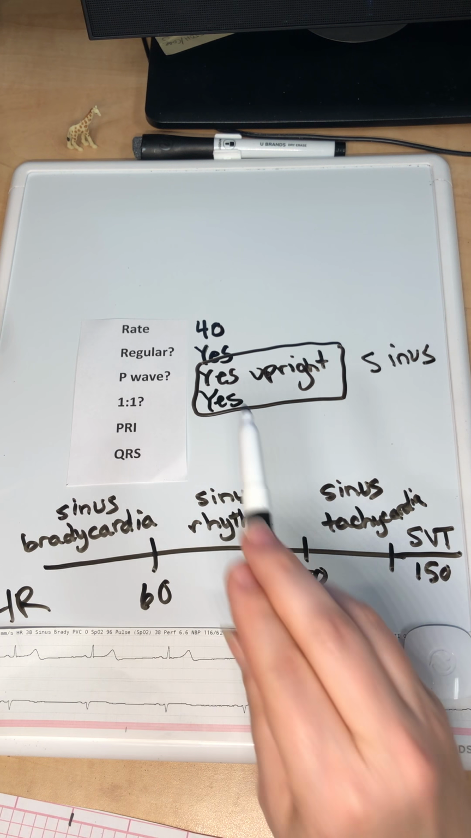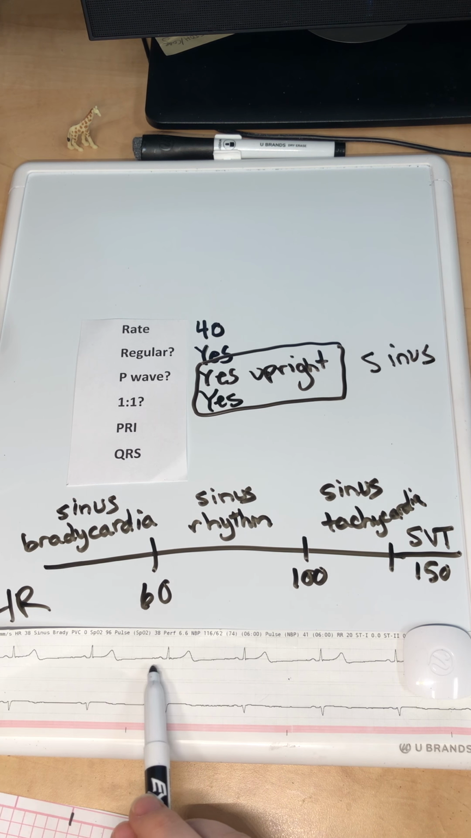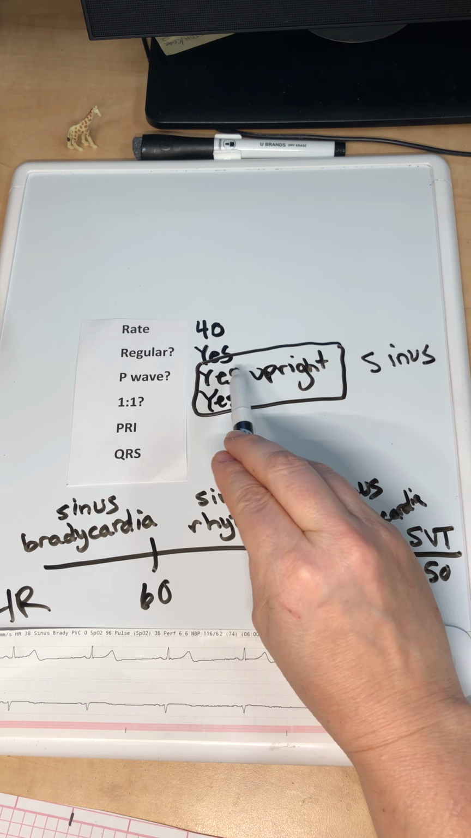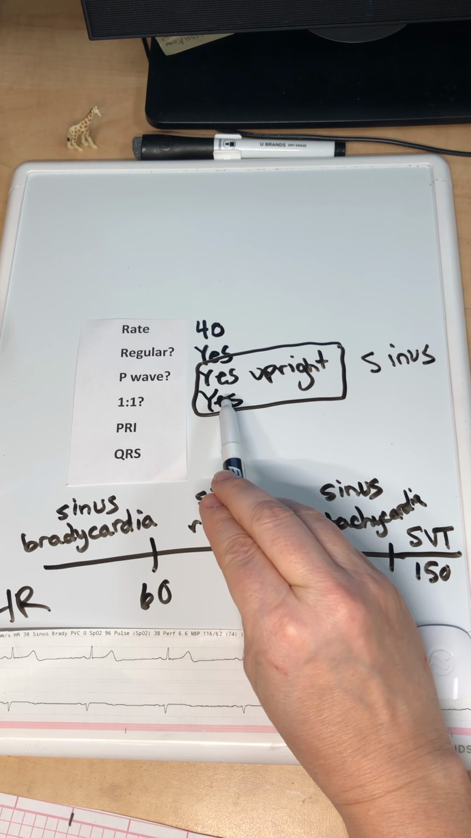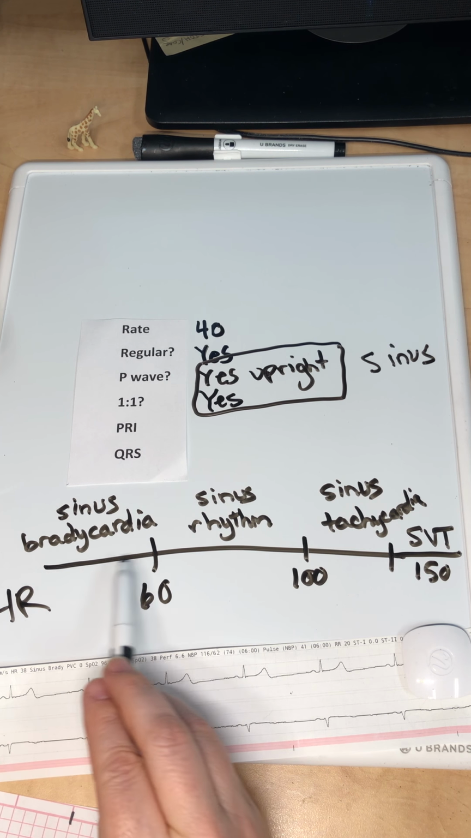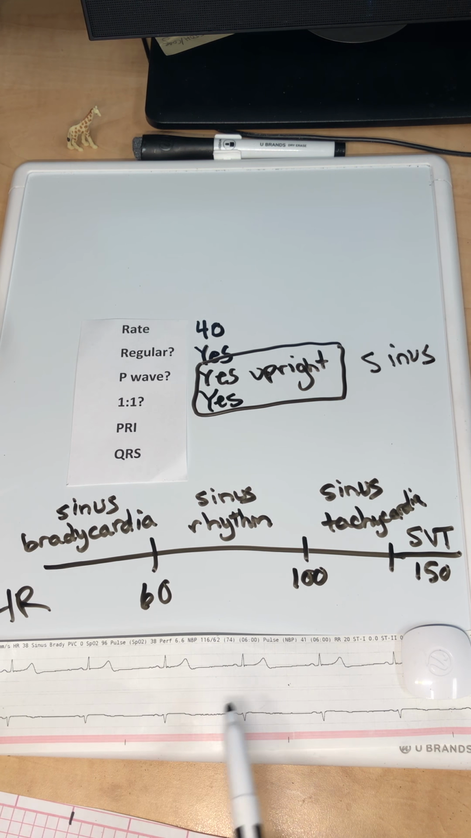Is there a P wave? Let's look. Oh, there's a P wave. For every QRS, there's a P wave. So yes, it's present, it's upright, and it's 1 to 1, so it's sinus. So it's sinus, but the heart rate here we said was 40. So where does that put us? That puts us down here in the sinus bradycardia. So this rhythm is sinus bradycardia.